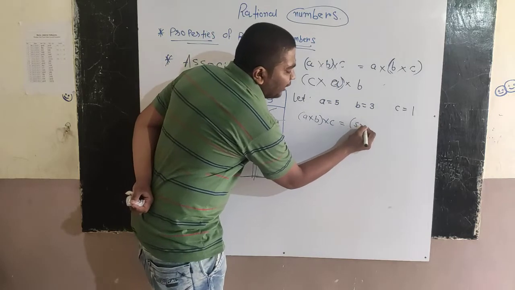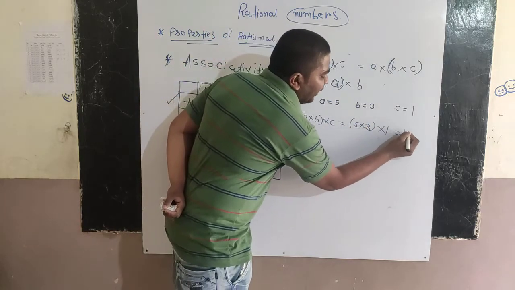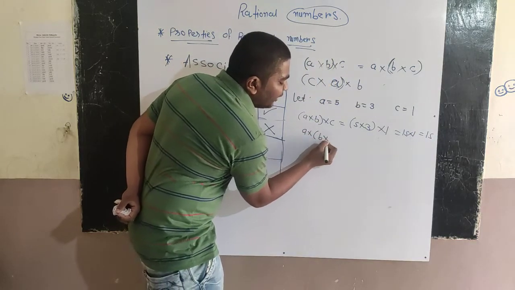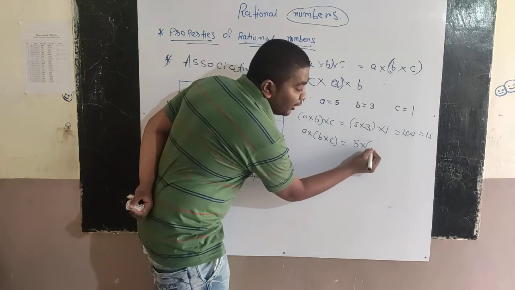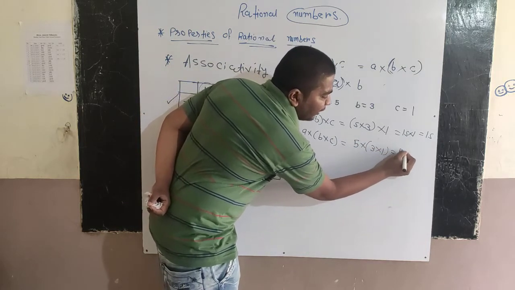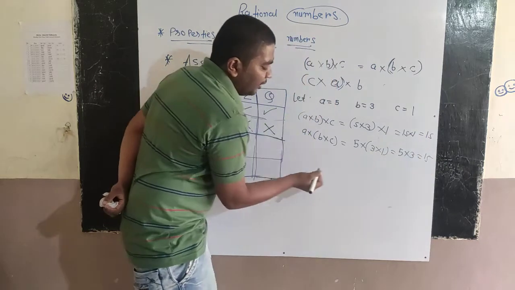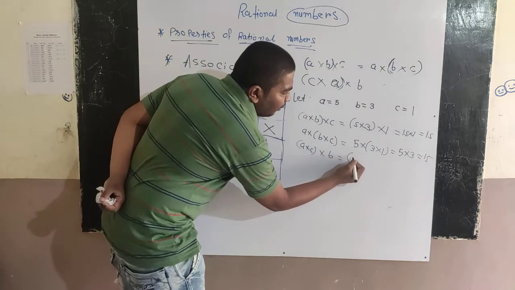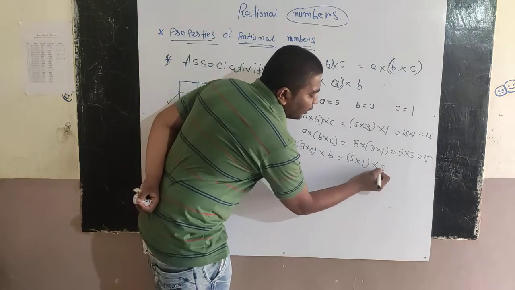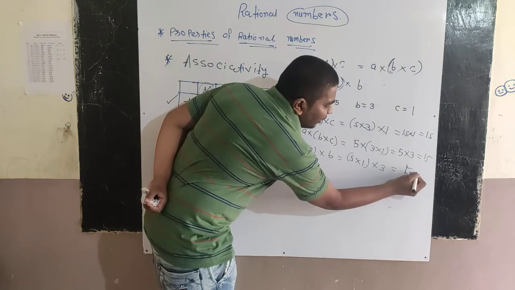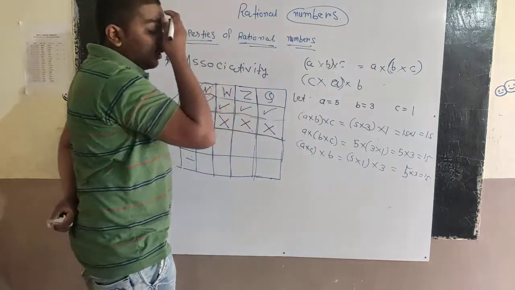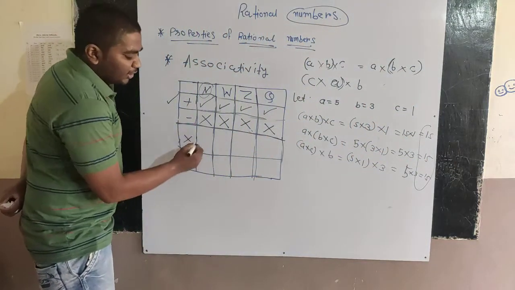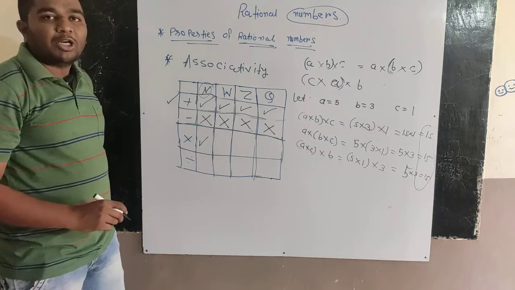So 5 into 3 into 1, 15 into 1, your answer is 15. If I am talking about a into b into c, so 5 into 3 into 1, 5 into 3 is equal to 15. And if I am talking about a into c into b, then 5 into 1 into 3, your answer would be 5 into 3, 15. So in every case our answer is coming the same. So what we can say, natural numbers are associative under multiplication.